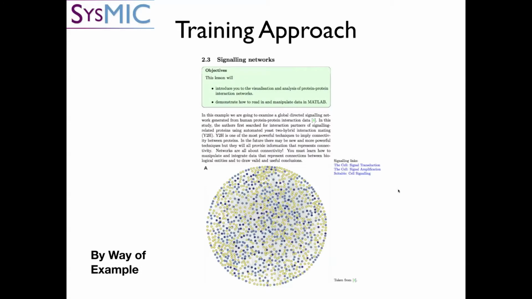So our idea of setting up the SysMIC course was that we're not starting from the mathematics. We're not starting from algebra, from graph theory or other difficult things, but we start by way of example, and that means starting from a biological example.